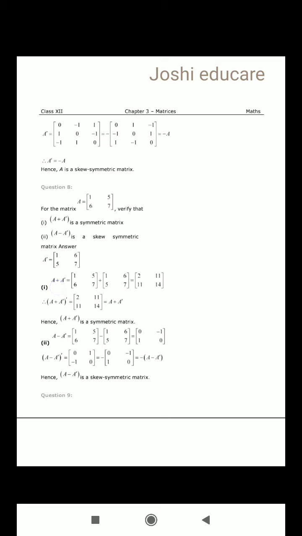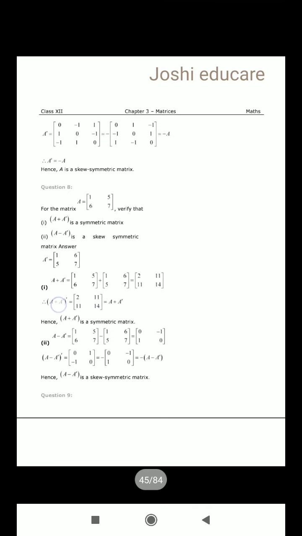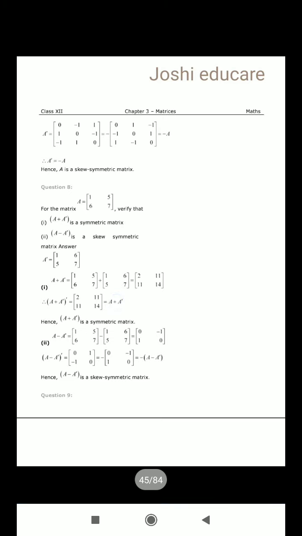On taking transpose, the first row will be first column, second row will be second column. On taking transpose of A plus A transpose, you are getting A plus A transpose again. So if on taking transpose of a matrix, you get the same matrix again, you can say it is a symmetric matrix. So in that way, it is symmetric. A plus A transpose, whole transpose is equal to A plus A transpose. So we can say it is a symmetric matrix.